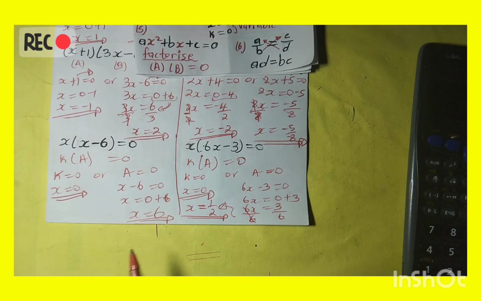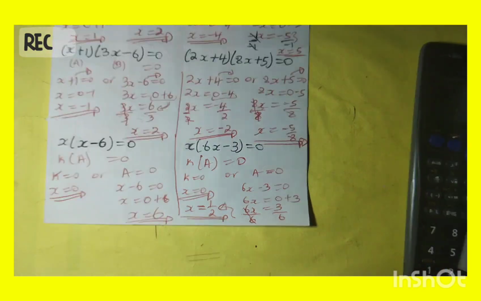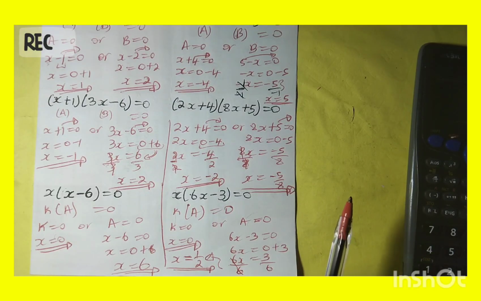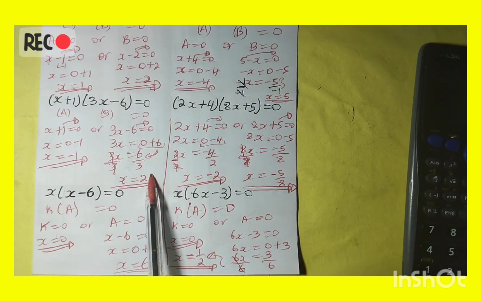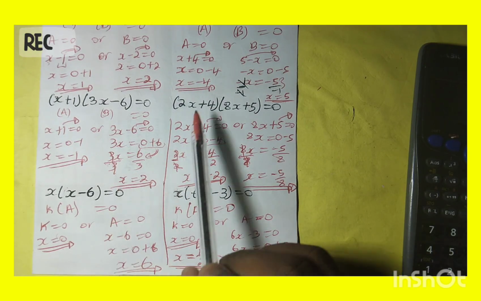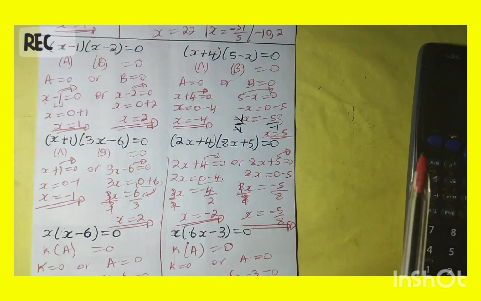What are we trying to do here? We are trying to make x be alone. The moment x becomes alone, it means that the answer it is representing for x, which is this answer, this one represents x. Do you see?